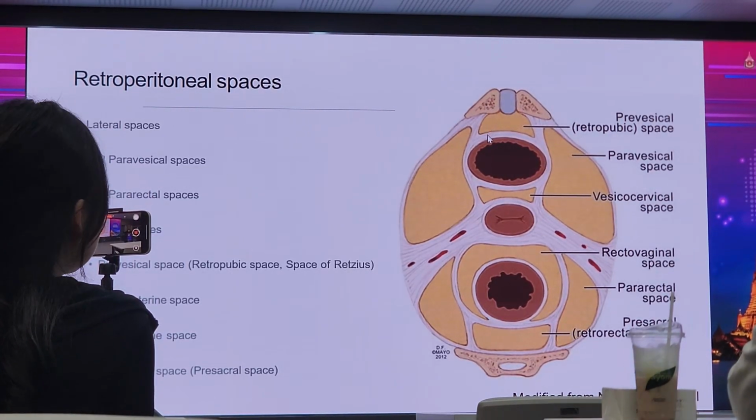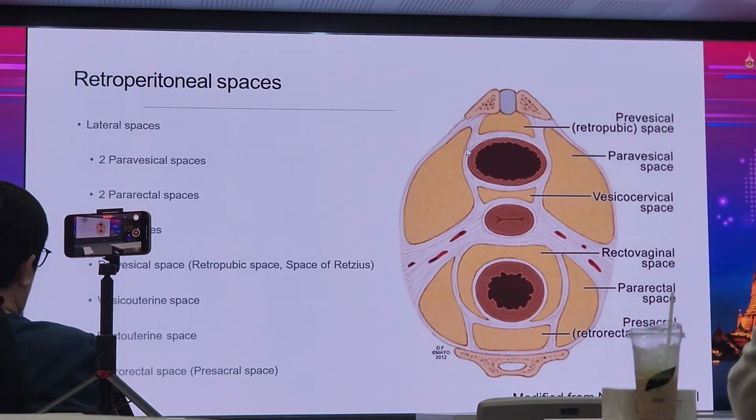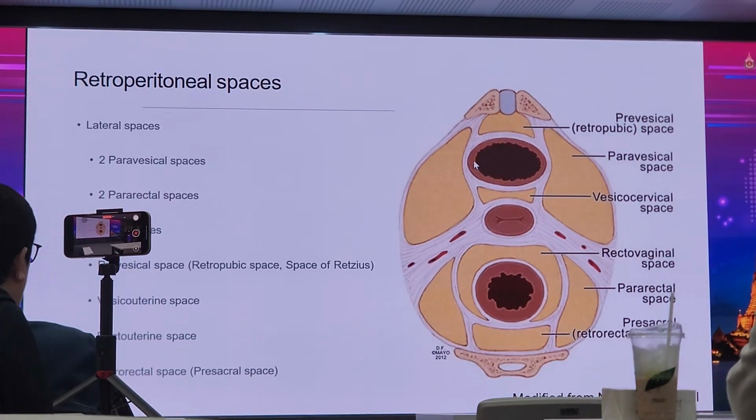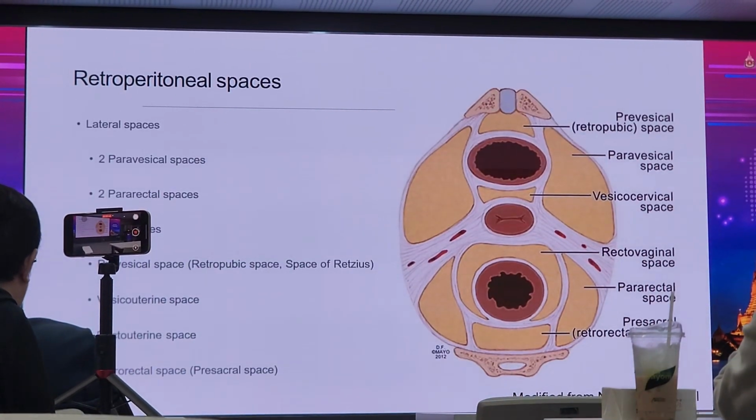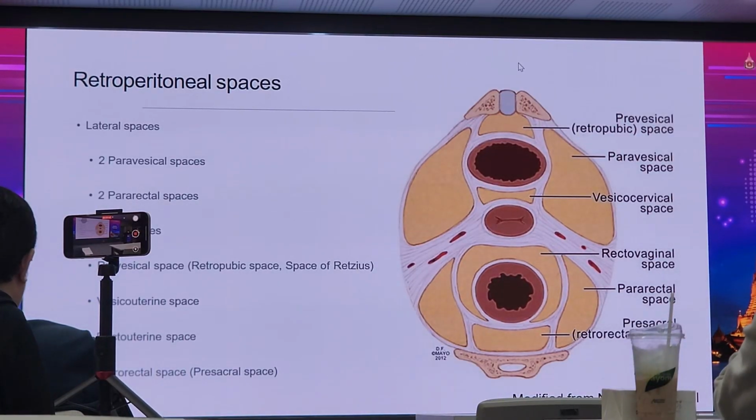This is the prevesical space, or the space of Retzius, and the retropubic space. And between the bladder and the cervix is the vesicouterine space, or vesicocervical space, depending on whether it's in front of the cervix or in front of the uterus. And the rectovaginal space is between the rectum and the vagina, and the presacral space is the retrorectal space.